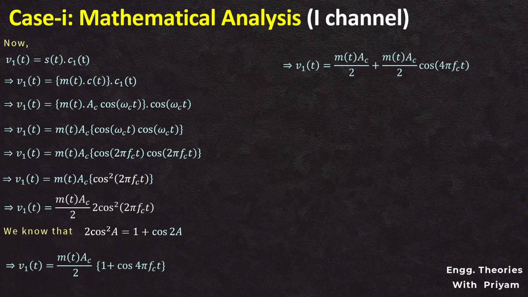This output of the upper product modulator, v1(t), will be passed through a low pass filter. The low pass filter will eliminate the high frequency term, m(t) into Ac divided by 2 into cos 4 pi f_c t, and will allow the low frequency term, m(t) into Ac divided by 2, to pass through. Finally, the output v1o(t) is equal to Ac divided by 2 into m(t). So this output represents the message signal multiplied by a scaling factor of Ac by 2.